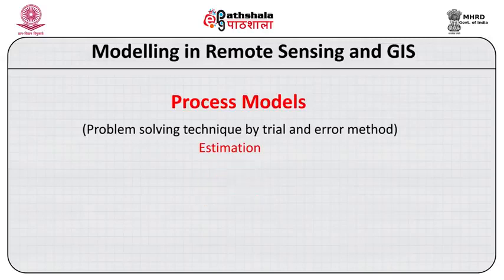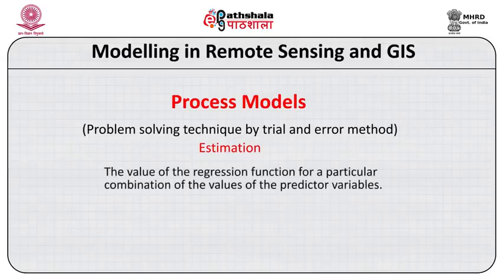So, what is estimation? The goal of estimation is to determine the value of the regression function for a particular combination of the values of the predictor variables. Regression function values can be estimated for any combination of predictor variable values, including values for which no data have been measured or observed. Function values estimated for points within the observed space for predictor variables values are sometimes called interpolation. Estimation of regression function values for points outside the observed space for predictor variables is called extrapolation.